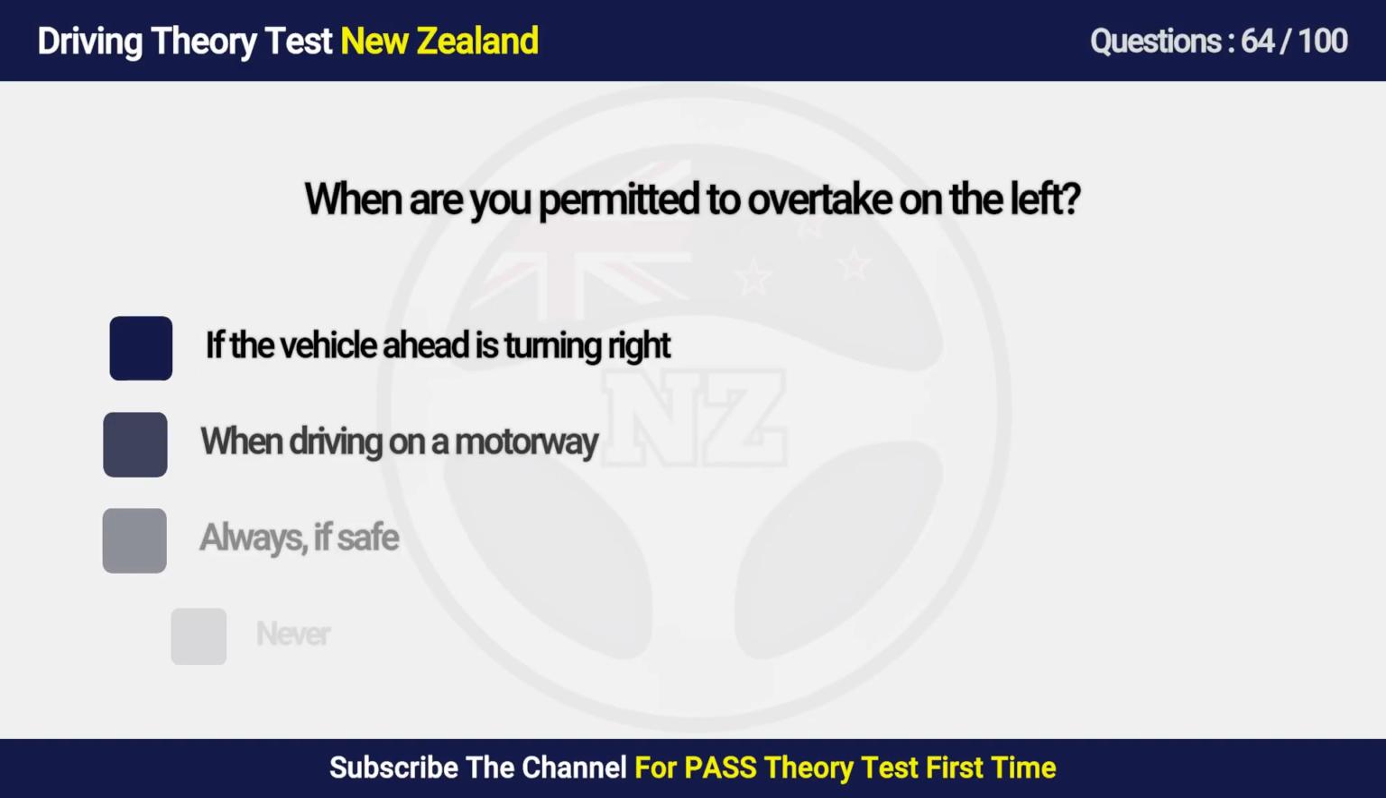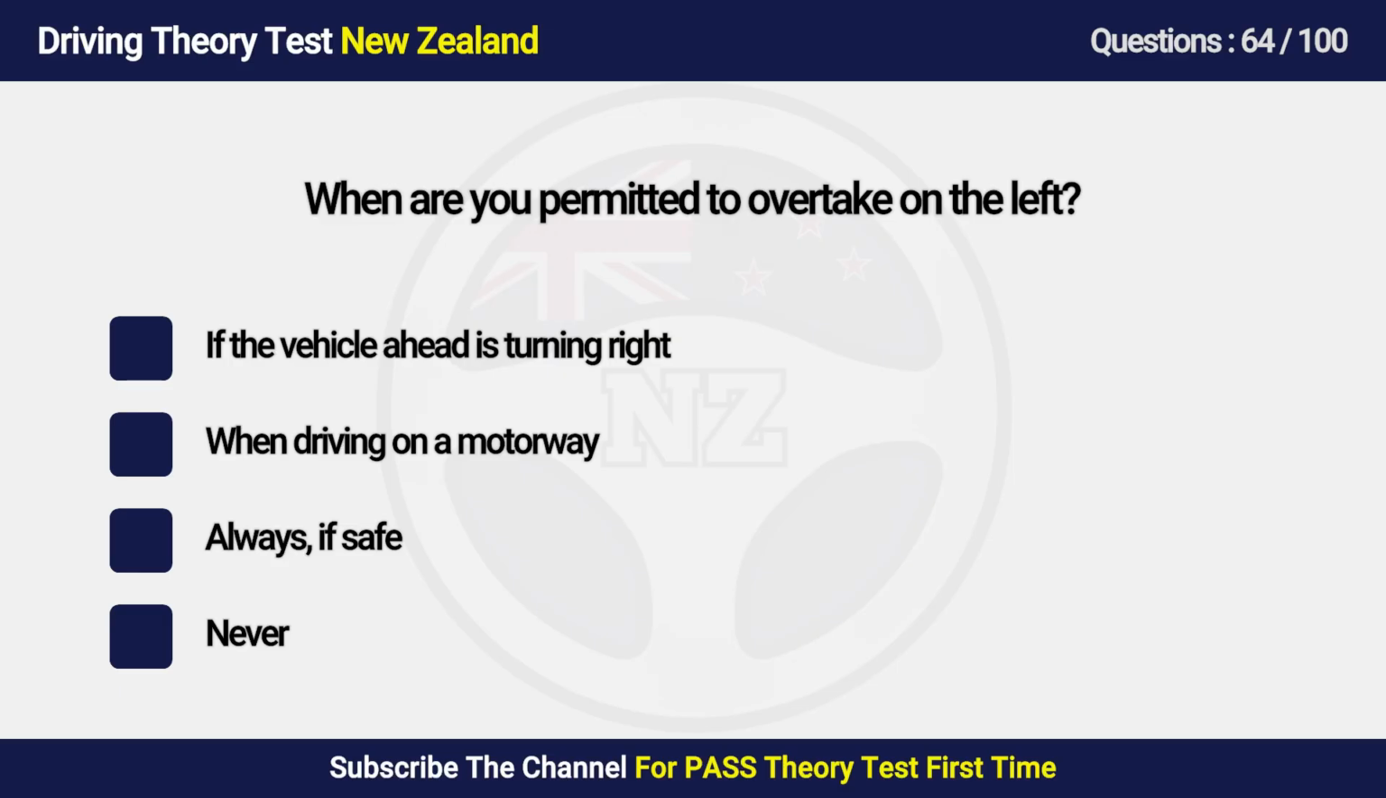Question 64. When are you permitted to overtake on the left? A, if the vehicle ahead is turning right. B, when driving on a motorway. C, always if safe. D, never.